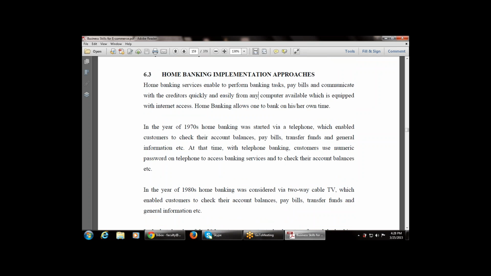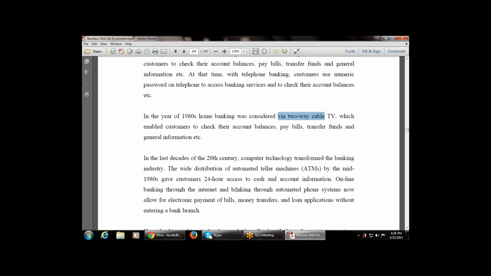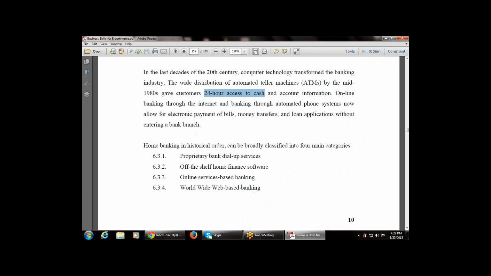So these are the various categories. In 1970, home banking started via telephone. In the 1980s, it was offered via cable TV. Then in the 20th century, it became available in the form of the automatic teller machine, that is, 24-hour access to cash. And banking in the historical order is also divided into four categories.